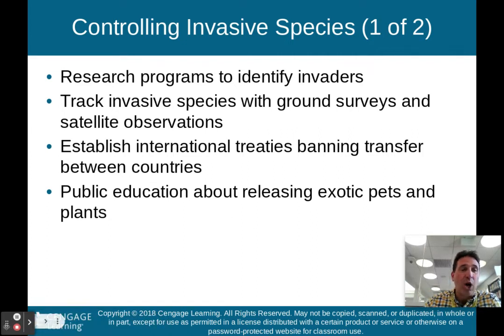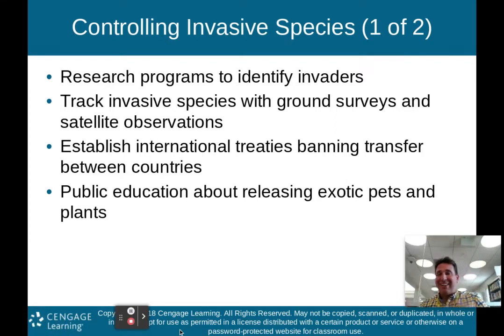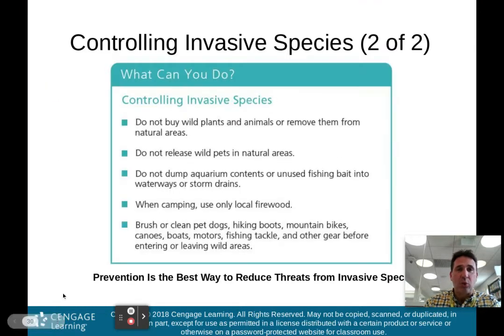Some people maybe don't know that if you let a python go in the Everglades, that it could be an issue. A lot of people think, hey, that's kind of where naturally, it's out in the wild doing its thing. They don't really understand that it's an invasive species and how that can destroy an ecosystem. So again, public education always a plus when it comes to that.